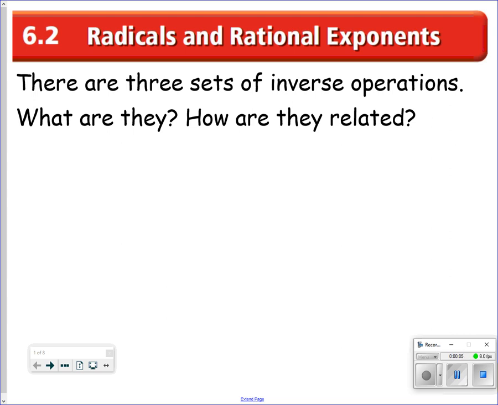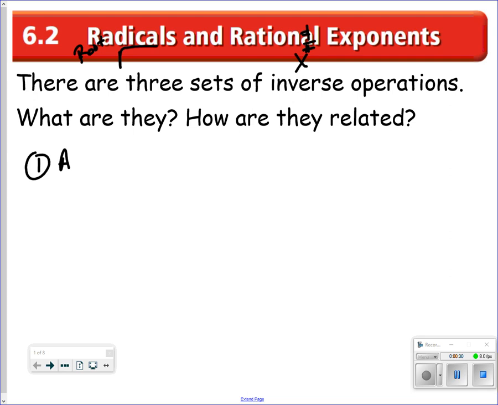Section 6.2, we're going to talk about radicals and rational exponents. Radicals are where you're talking about the root of something, and rational exponents are just fractional exponents. For a fractional exponent, there are three sets of inverse operations. You've done two of them. This will be the third.